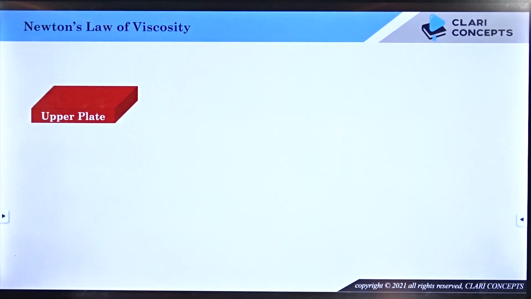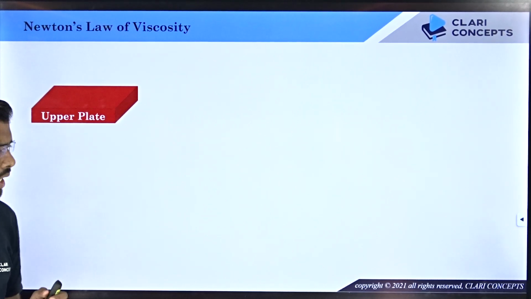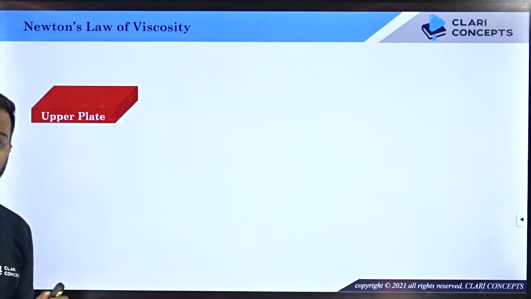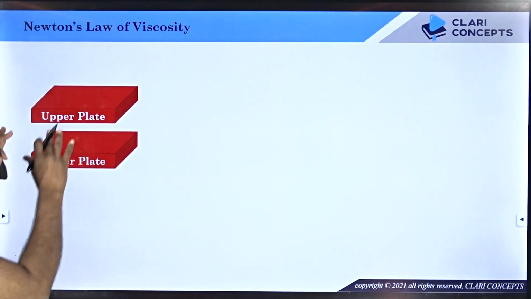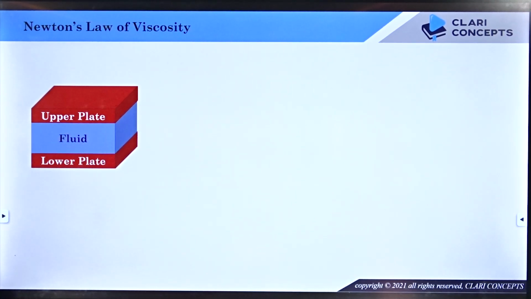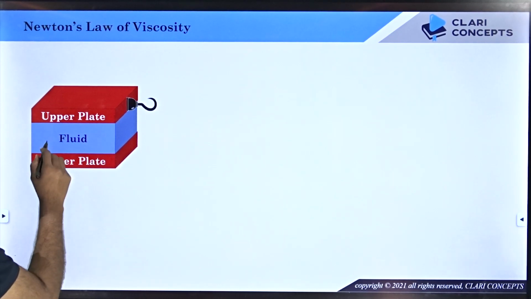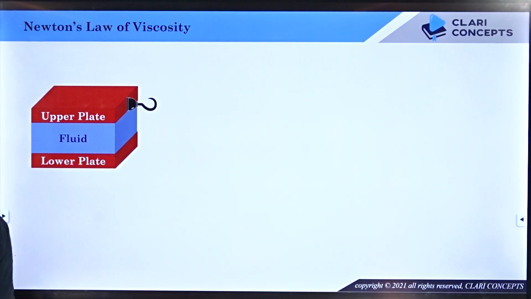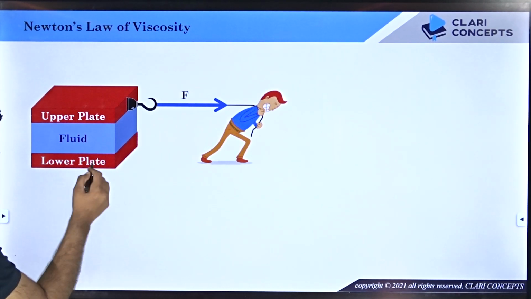Now before going to the definition, we would like to talk about Newton's law of viscosity, from where the viscosity has come out, and for that we will perform another experiment. Let's say I have the upper plate and I have the lower plate, and between these two plates I have the fluid filled. I try to apply a shear force on the upper plate of magnitude, let's say, F newtons, keeping the lower plate fixed.